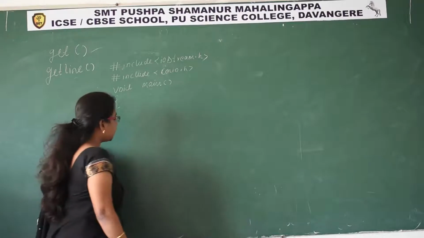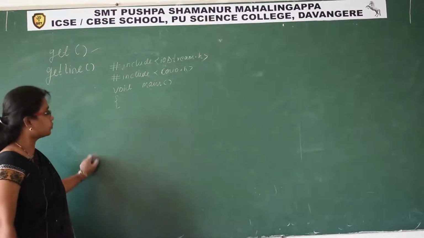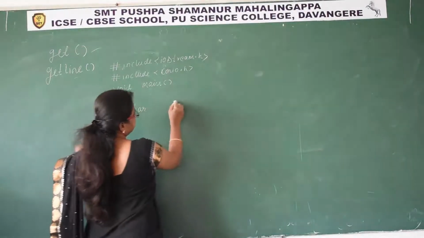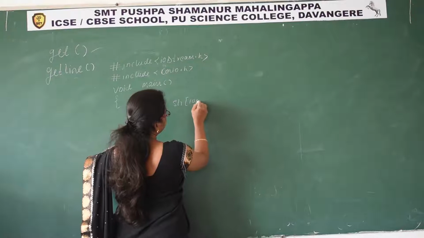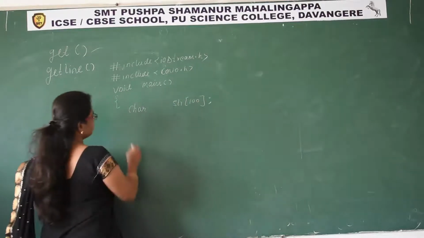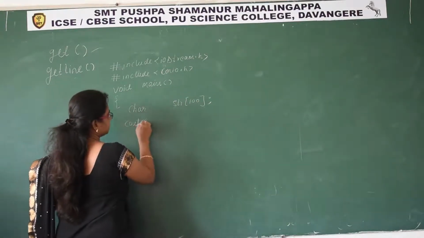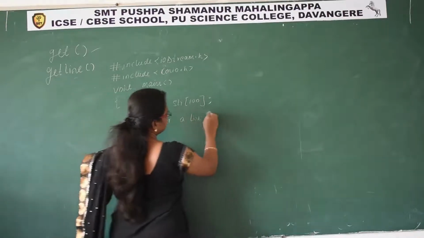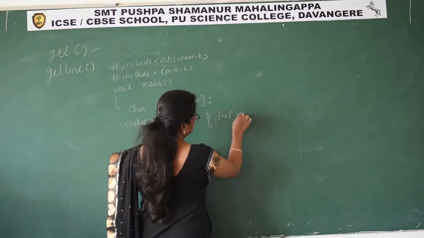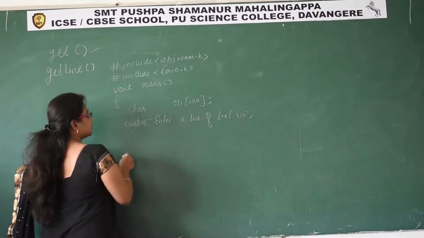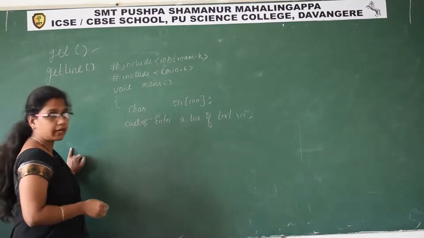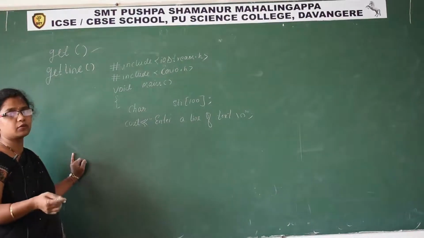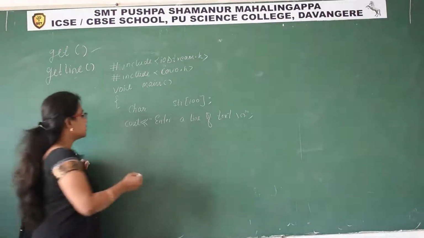In order to read a line of text and store it, we need a string: char str of 100. I will take cout, "enter a line of text". Now I have to use the getLine function. getLine is a member function, so I have to call that function using the object and dot operator.